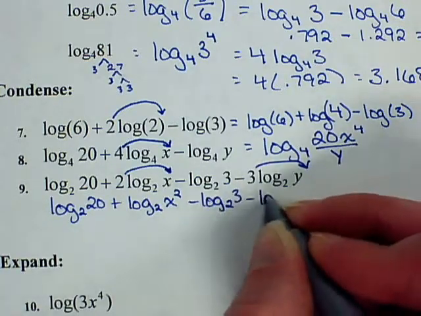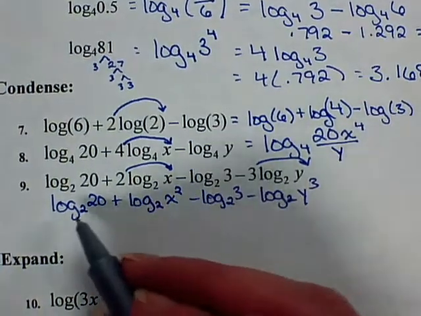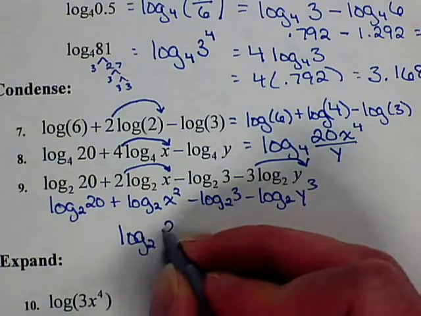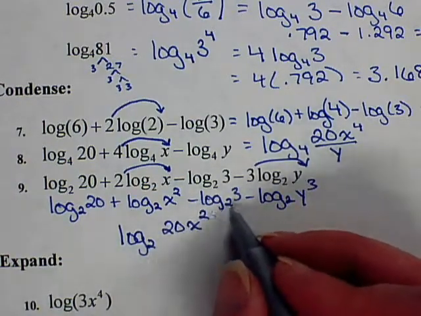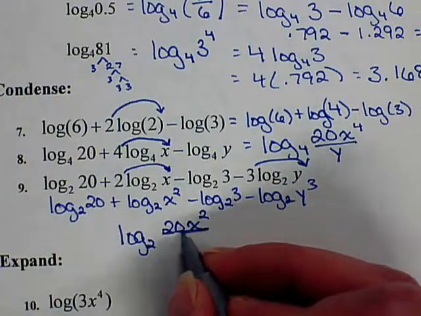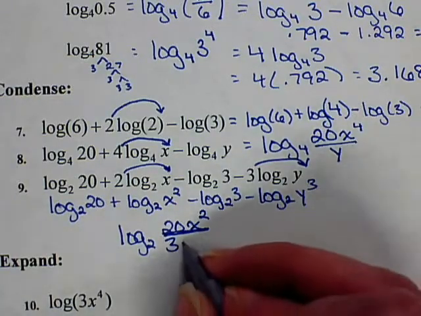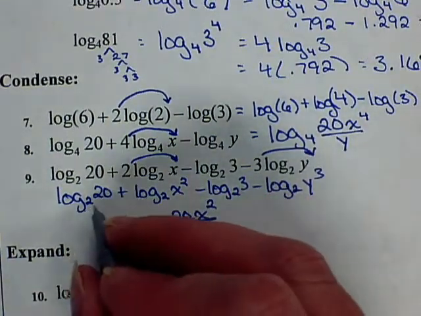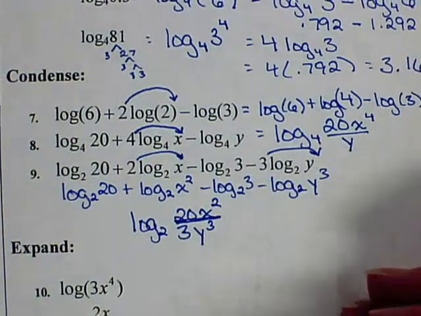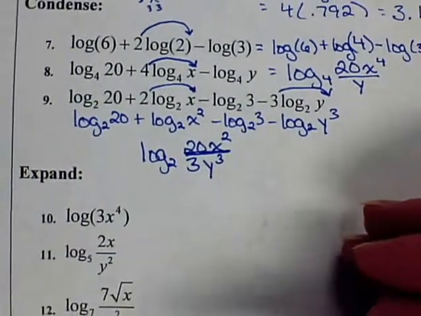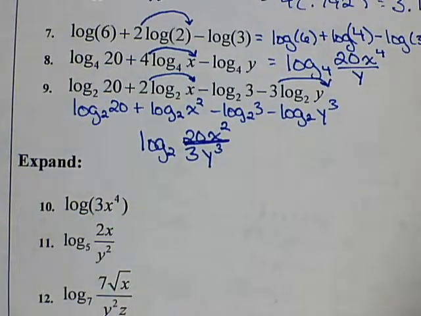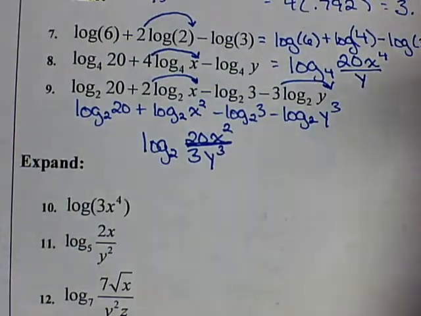Exponents go up. I got a little bit more space here. We'll do this one step by step. This is log base 2 of 20 plus log base 2 of x squared minus log base 2 of 3 minus log base 2 of y cubed. These are being multiplied. So in our new logarithm, they will be multiplied together. Now I divide by each thing I'm going to subtract. So I'm going to divide that by 3 and by y cubed. So anything being subtracted will end up in the denominator. Anything being added will be in the numerator.